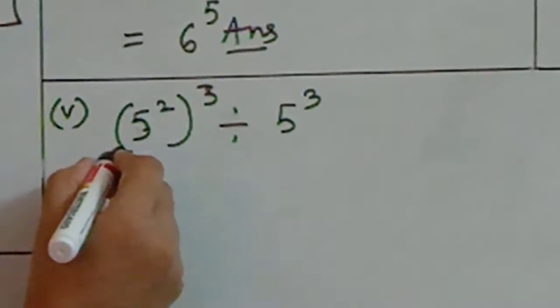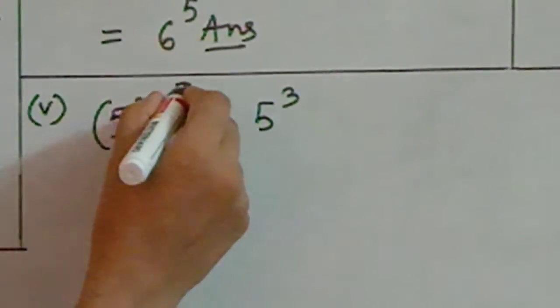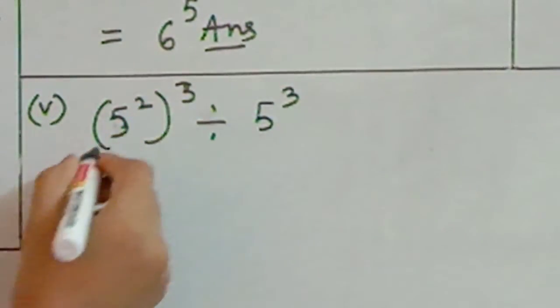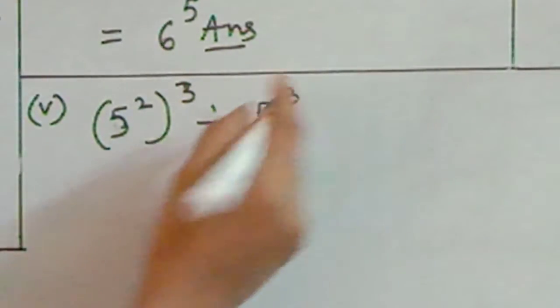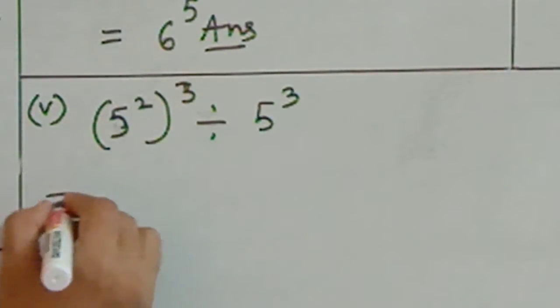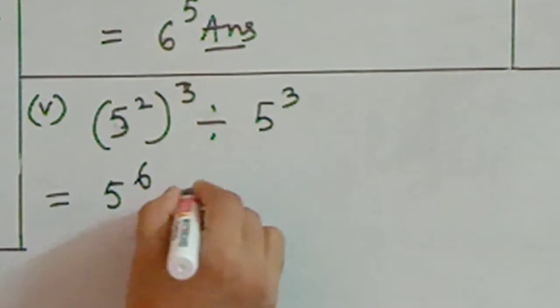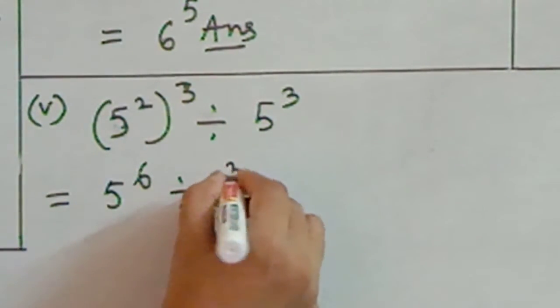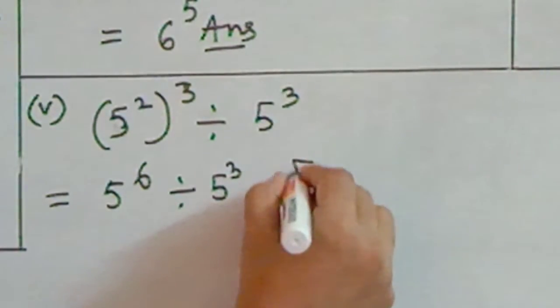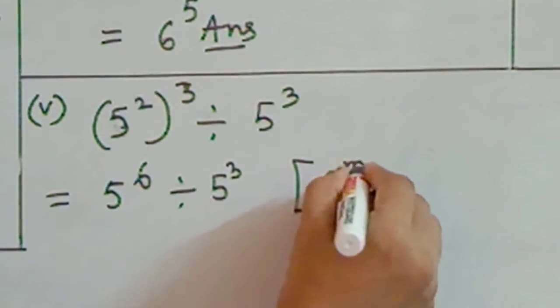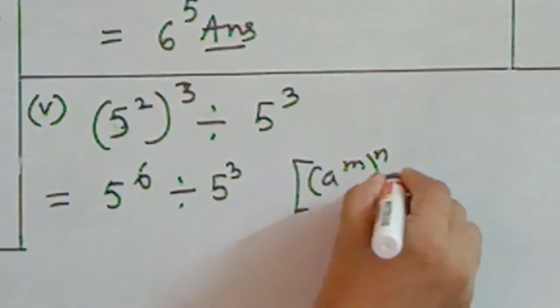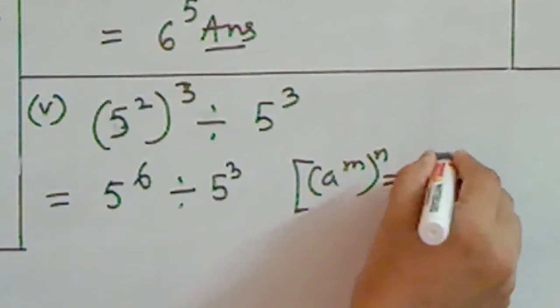Next sum is 5 to the power 2 whole to the power 3, power of power, divided by 5 to the power 3. So part by part, the first part: 5 to the power 2 into 3, 6, divided by 5 to the power 3. What law have you used here? As a to the power m whole to the power n is equal to a to the power m into n.